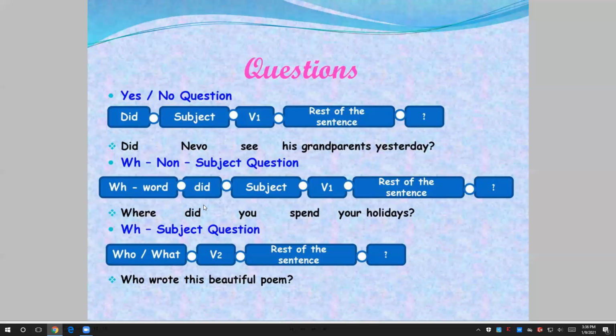When you don't have this did or did not, and you're saying something in past simple, you'll be using second form of verb, and it is only when you're using these two WH questions like who and what. Who wrote this beautiful poem? What was there in your mind? Okay.